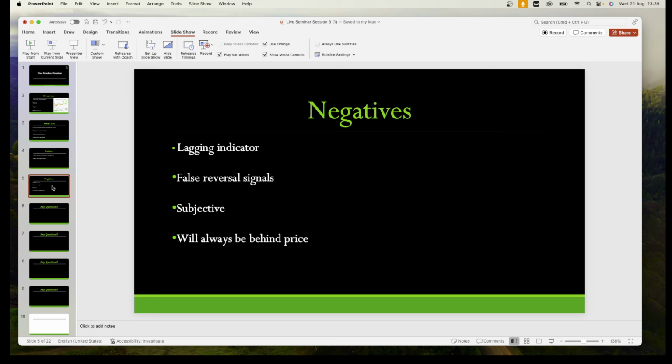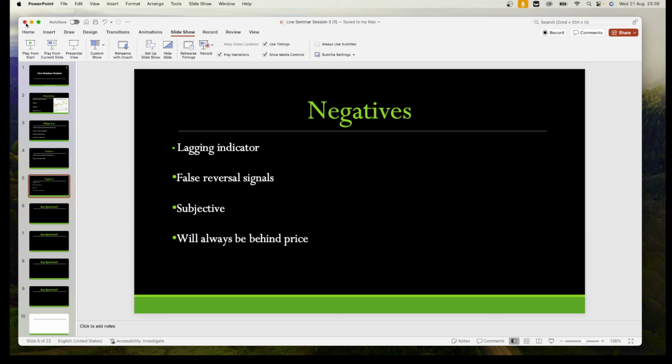So it's just an indicator created to never be wrong, even though it could be wrong. You don't need it; it's just there. Again, it could give you false reversal signals. Just because the MACD is curling a bit, that doesn't mean it's going to reverse, especially if you're using it on its own. Again, it's subjective, and it will always be behind price.